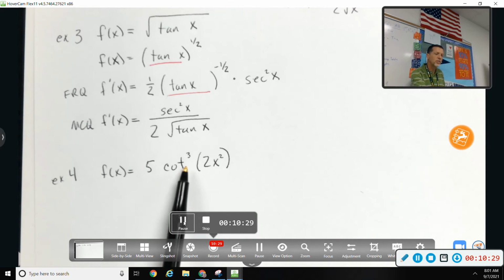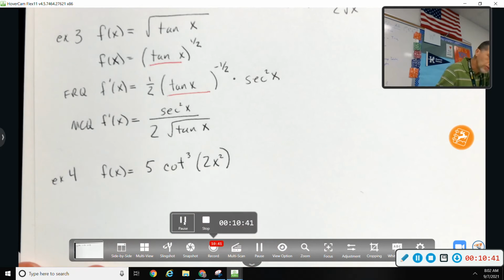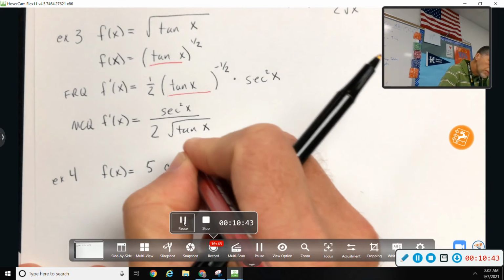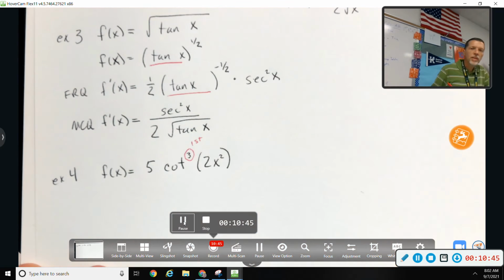See, my options are the 3, so the cube, the cotangent, or the 2x squared. What am I going to do first? The cube. So one layer at a time. Let's handle the cube thing first. In fact, let's lay it out ahead of time. So I'll do the cube thing first. So that peels off the layer. What's the candy layer? That peels off the wrapper. What comes next?